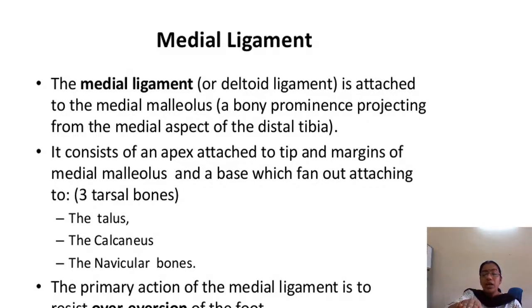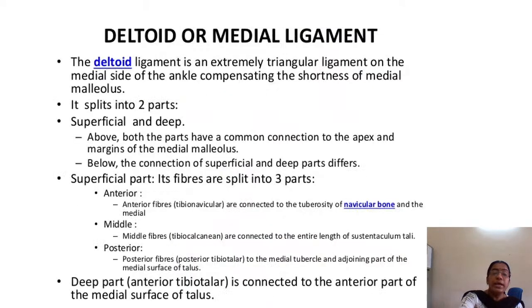When you see the inversion, the medial margin of the foot is raised, whereas in eversion, the lateral margin of the foot is raised. The most important function of the medial ligament is to resist over-eversion. So this is what your lateral ligament has to do, it resists the over-eversion of the foot. Over-eversion of the foot is restrained by the medial ligament, which is also called the deltoid ligament. Let's see the attachment of this deltoid ligament in depth.